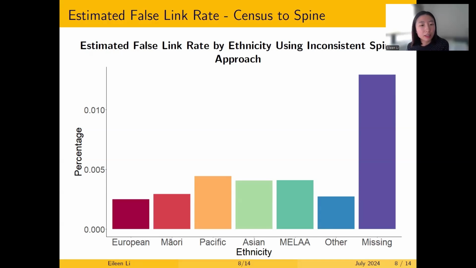And here is the distribution by ethnicity. One thing to note is that the missing ethnicity category actually contributed the most to the overall number of false links.